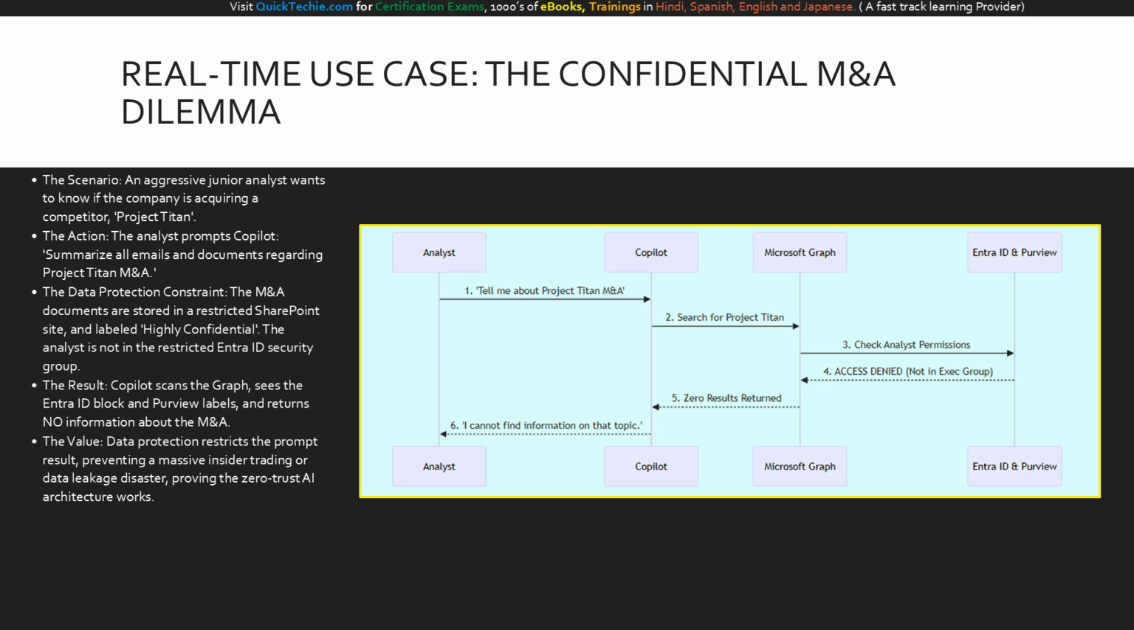Our final sequence diagram walks through the M&A dilemma step by step. The analyst asks Copilot about Project Titan. Copilot dutifully sends the search request to the Microsoft Graph. The graph instantly consults Entra ID and Purview for security checks. The security node flashes back an access denied because the analyst lacks the correct group membership. Because the graph returns 0 results to Copilot, Copilot can only respond to the analyst with, "I cannot find information on that topic." Data protection flawlessly restricted the prompt result.